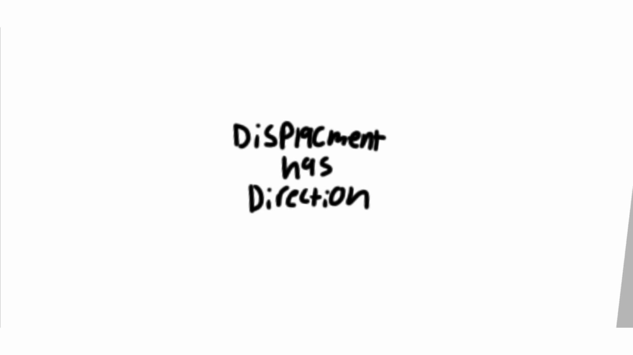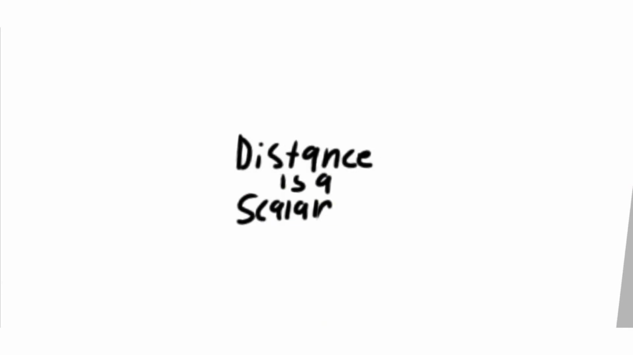And another thing to differentiate between the two is that displacement has direction. Because displacement has direction, this makes it a vector. And a vector, kind of like the guy from Despicable Me, is something that has both magnitude and direction. Magnitude being how much and direction being which way. Distance, on the other hand, is a scalar, meaning that it just cares about quantity and not direction.